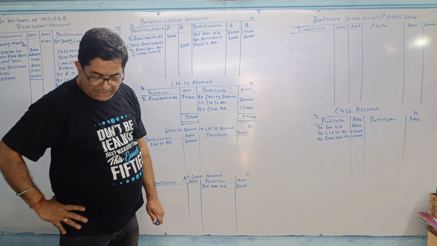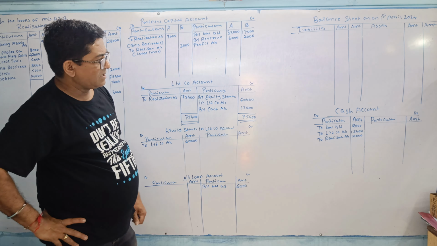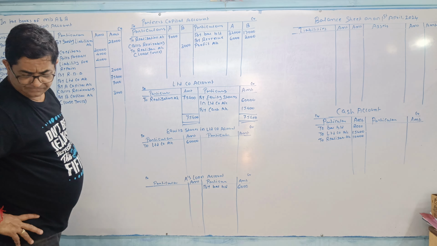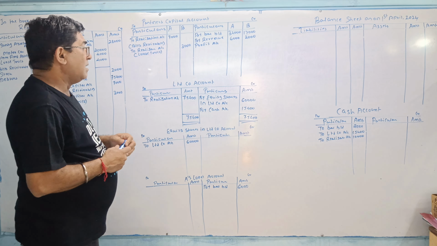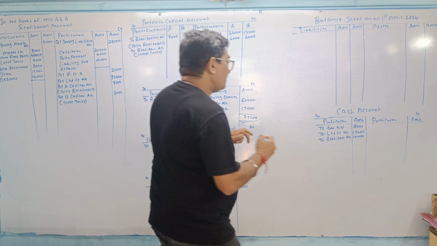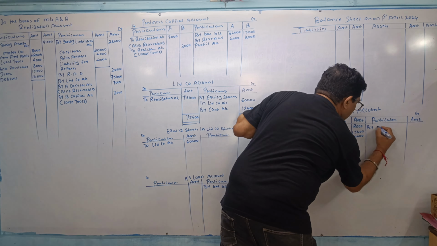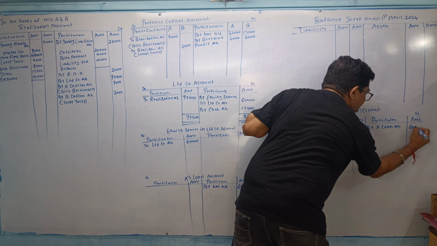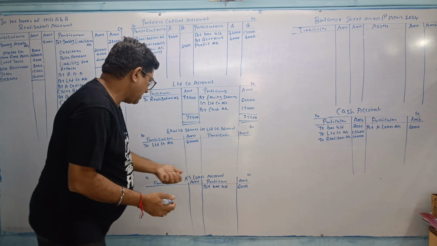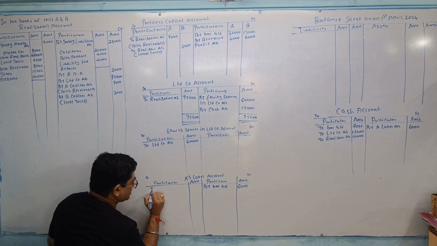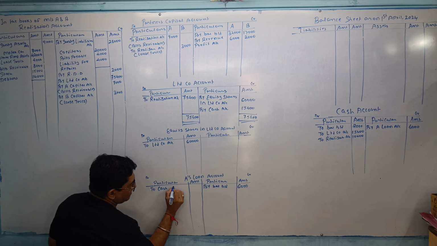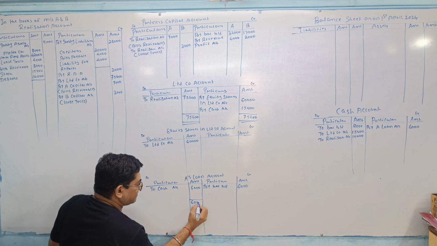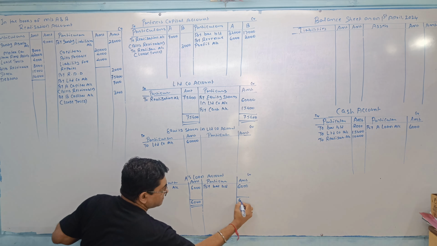Now A's loan and liability for repair were paid in full. तो फर्म ने पे किया है, तो हमारी एंट्री क्या आएगी? कैश में. So by A loan account 6,000. Second effect, A loan account debit side to cash account 6,000. So A loan account भी आपका क्लोज हो गया 6,000.